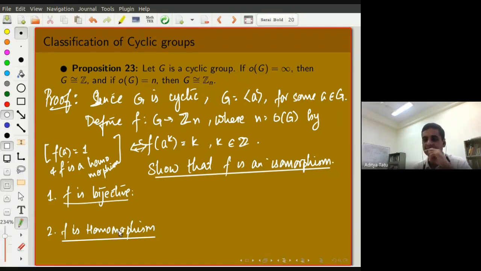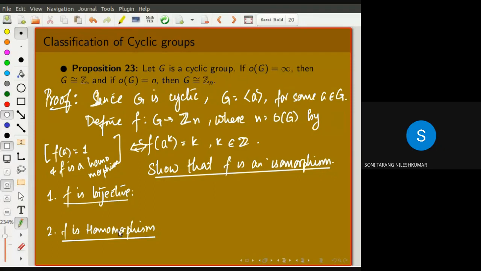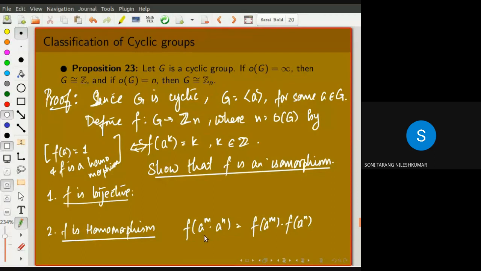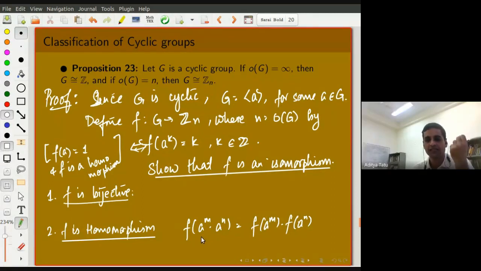Sir, here for showing f is a homomorphism, we have to show only that for all a1 and a2 belonging to G, f of a1 plus f of a2 equals f of a1 dot a2. Right, sir? This is what we are supposed to show. See, any element of the group G is of the form a raised to k, right? Yes, sir. So you can take the two arbitrary elements, denote them by a raised to m, a raised to n rather than a1, a2.